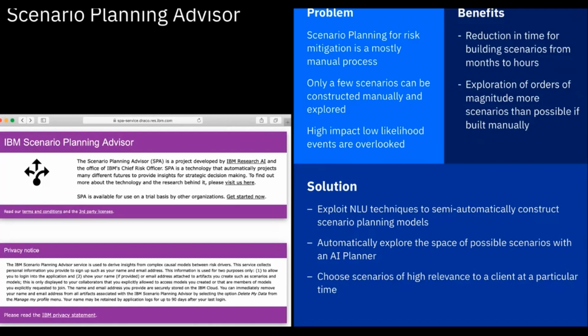So in the solution, we use NLU to automatically construct the model needed for planning. This is the domain knowledge that's needed for AI planning, and that's learned automatically. We use AI planning to explore the possible space of scenarios, and that allows us to automatically generate lots of scenarios. And then we choose the relevant scenarios to present to the user.